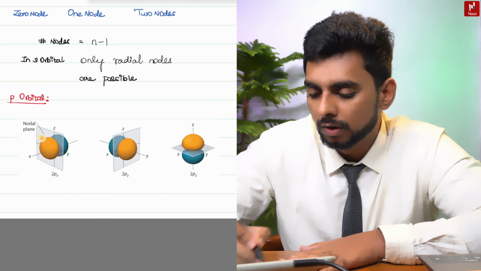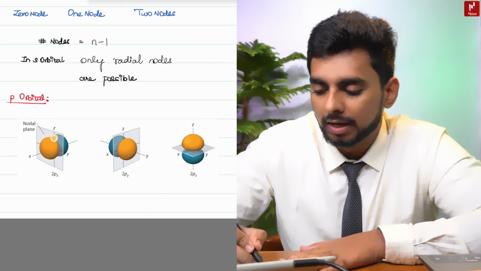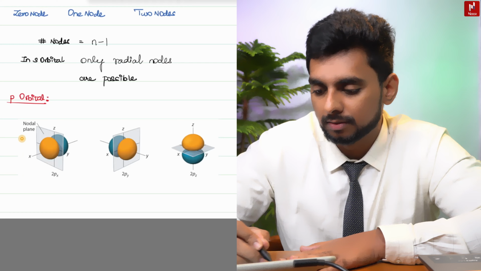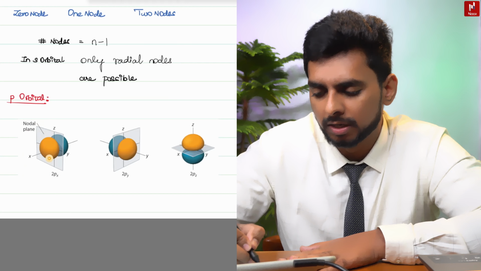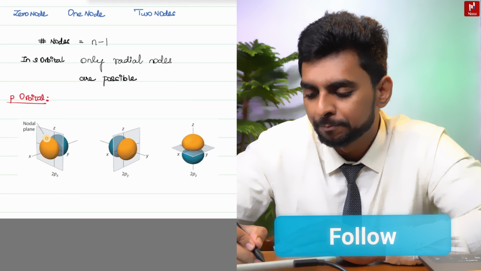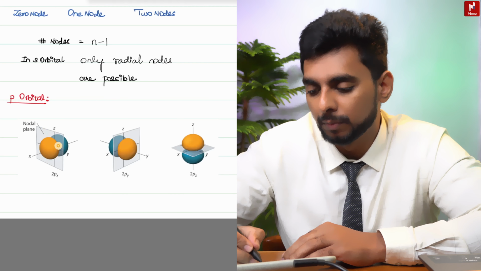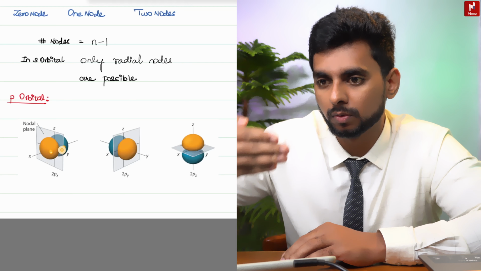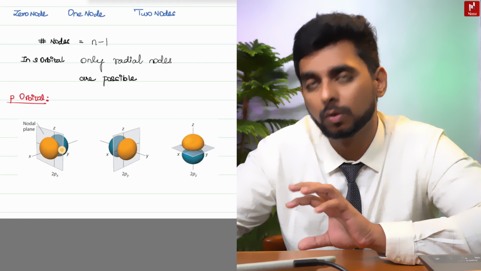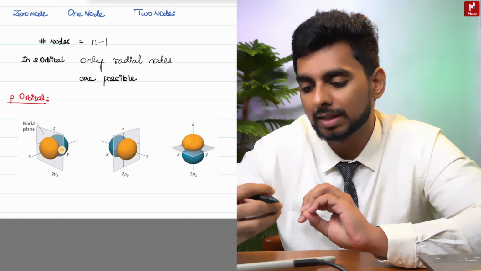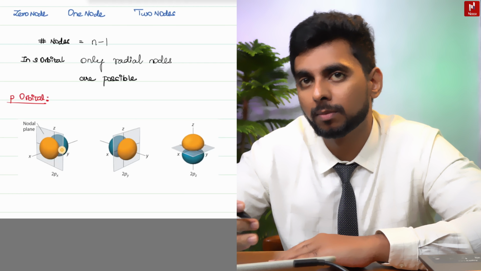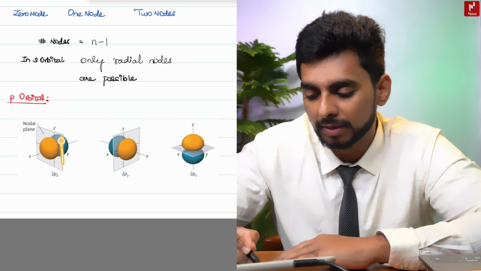When you look at this one, you do not have any other orbital next to it. Therefore, here you have only one node. That nodal plane is between these two lobes. At the point where these two lobes converge, you will have the nodal plane. The probability of finding an electron on this plane will be 0.